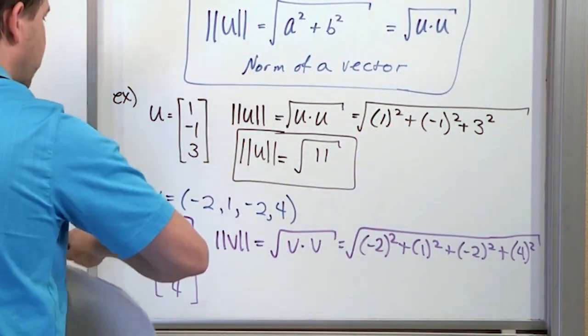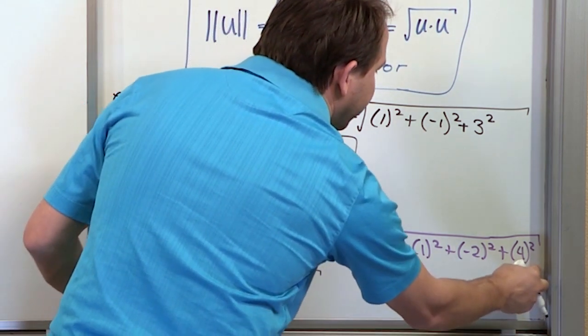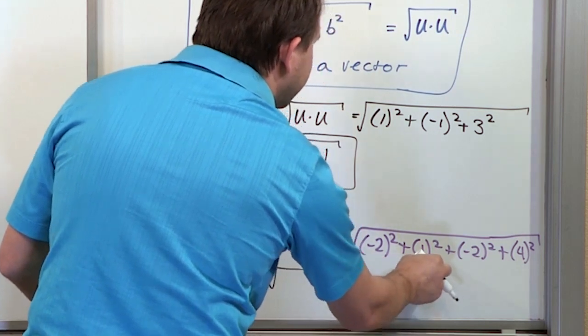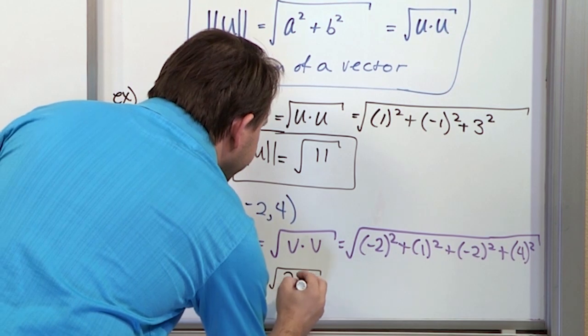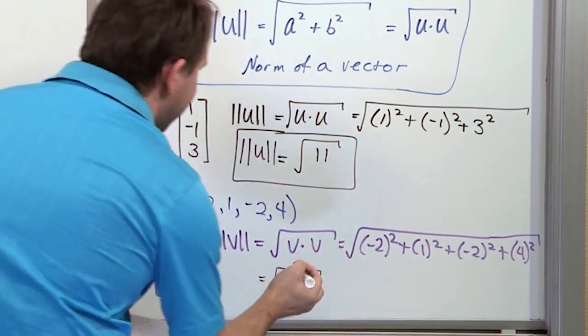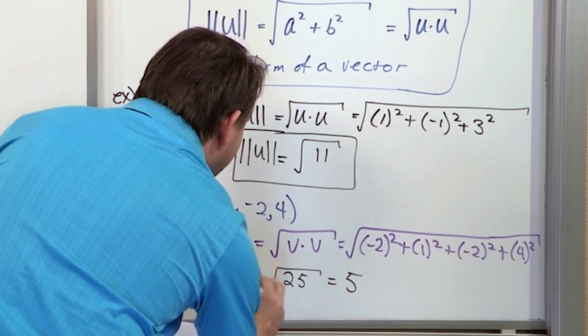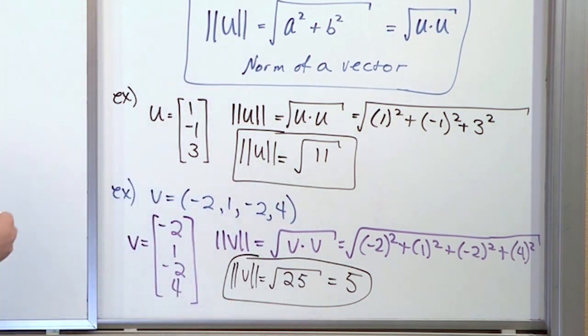Let me switch to black real quick, and what we're going to get is the square root. This 4 times 4 is 16. This is going to give me 4, this is going to give me 4, this is going to give me 1. So what I'm going to get here is the square root of 25. And of course I know what that is. That's just equal to 5. So the length of this vector, which happens to have 4 dimensions, is just equal to 5 in this case.